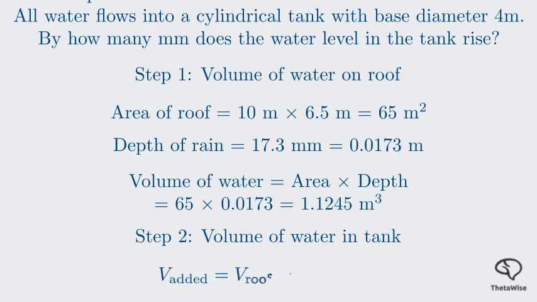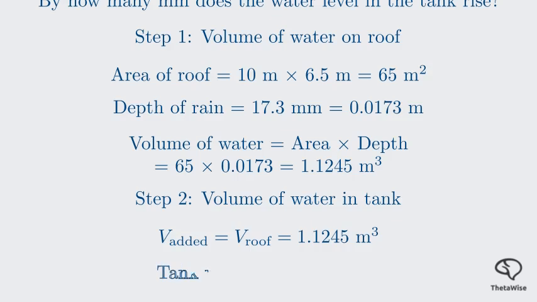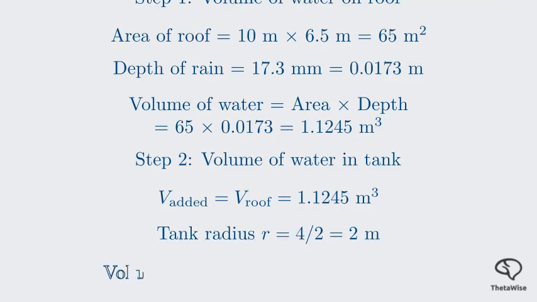Step 2 is to consider this volume in the tank. The volume added to the tank must be the same as the volume of water collected from the roof. The tank is a cylinder. Its base is a circle with a diameter of 4 meters, so the radius is 2 meters. The volume added to the tank can be expressed as pi r squared h, where h is the rise in the water level. So 1.1245 cubic meters equals pi times 2 squared times h.